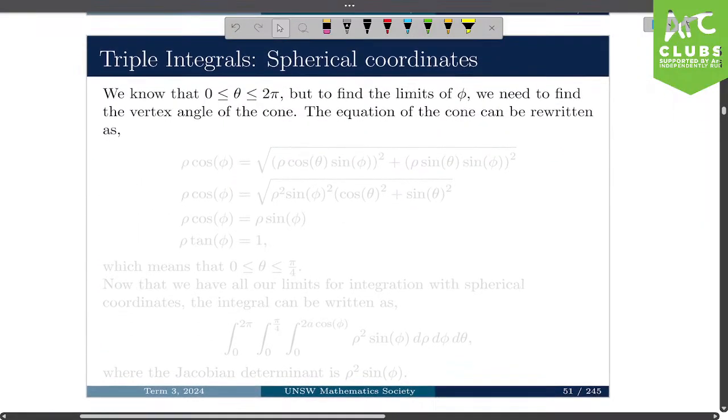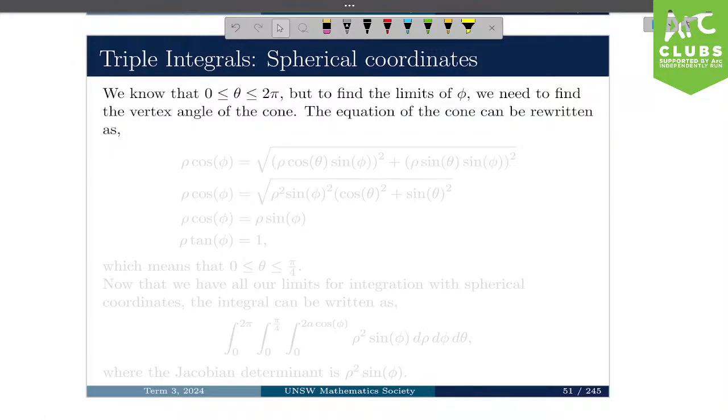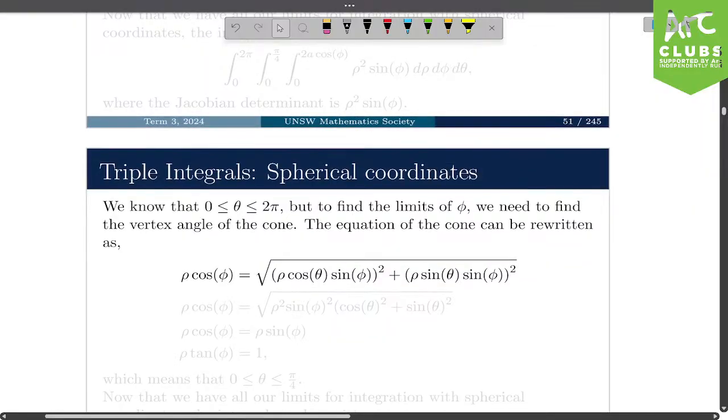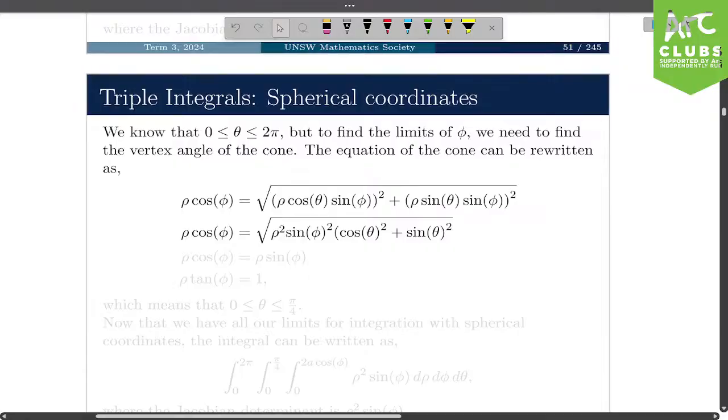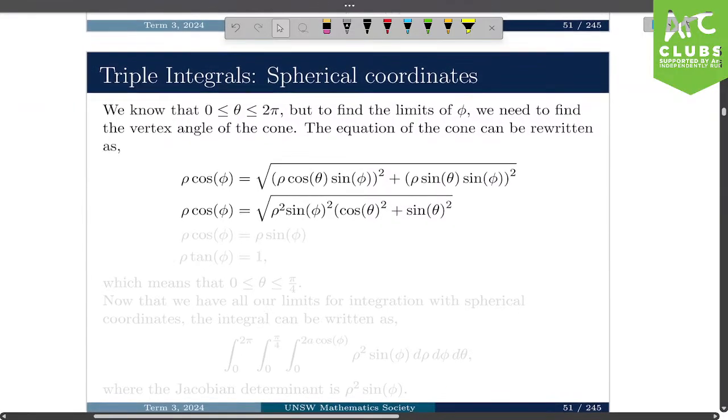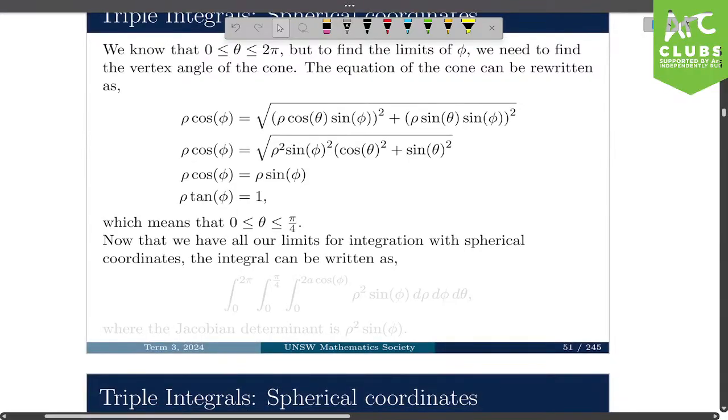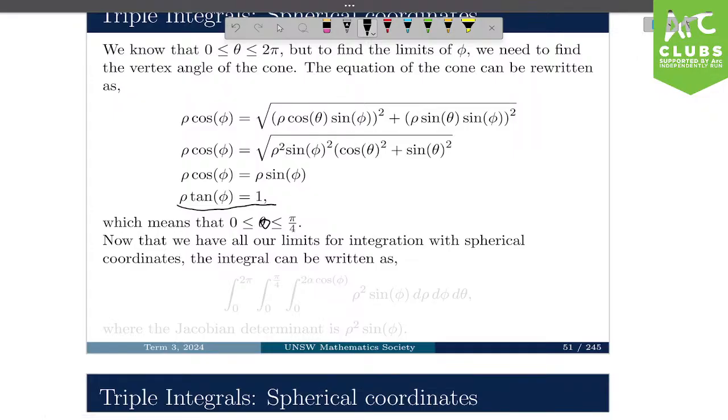And then to find the limits for phi, because we know that theta's limits are between 0 and 2 pi, we should just find the vertex angle of the cone as mentioned earlier. This can be done by equating the cone equation, which was z equals square root of x squared plus y squared. Expanding that out further should give us rho tan phi is equal to 1, which means that phi lies between 0 and pi on 4.